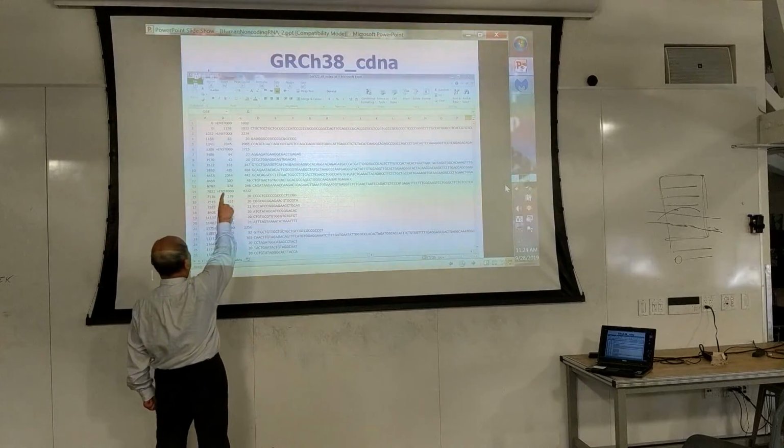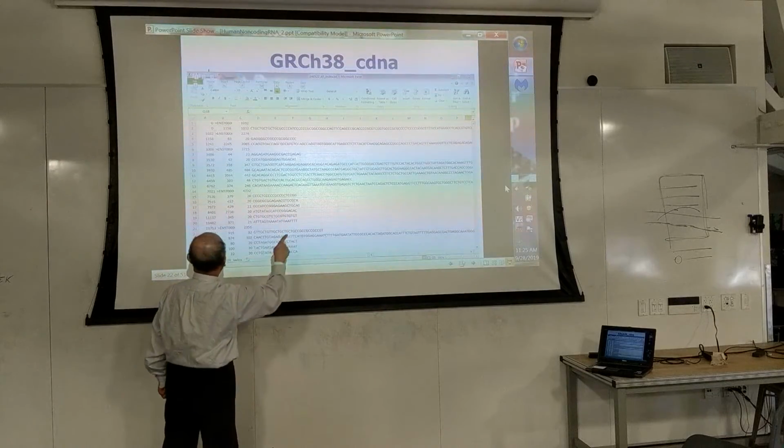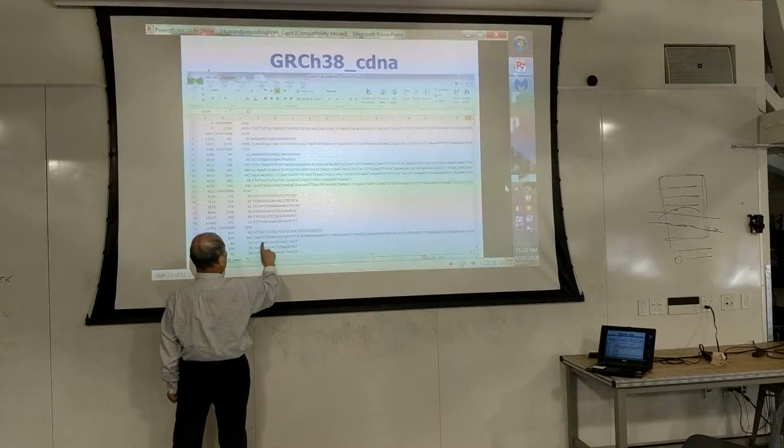Okay, but you can see they are shorter pairs, and they form clusters. Okay, and I think these are.